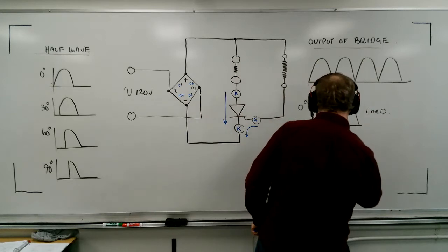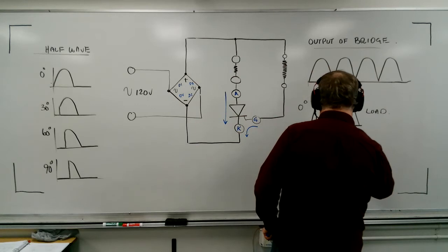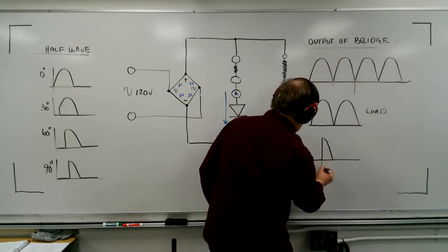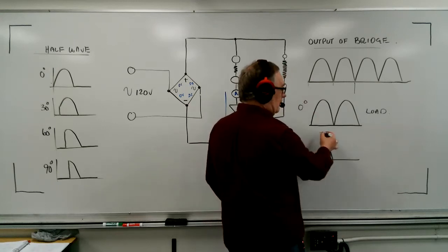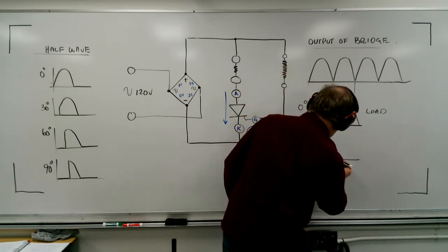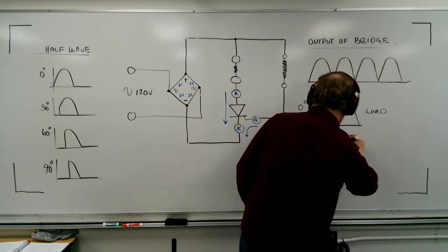So here's what the waveform would actually look like if I had 90-degree firing. It would block for 90 degrees. This would be the firing angle, 90-degree firing angle. Turn on, it would have voltage until 180. Then block again for another 90 degrees. Turn on and conduct down there.